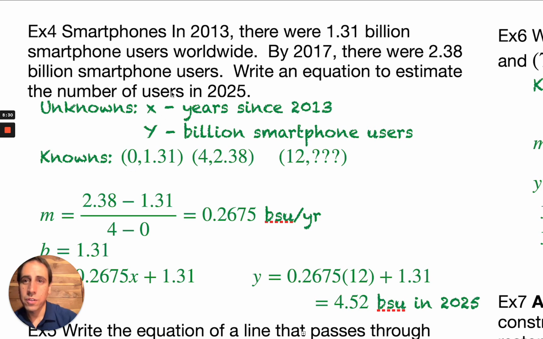So the knowns turn into: in 2013, 0 is representing 2013 because that's years since 2013. There are 0 years since 2013 in the year 2013. So we know that in 2013 there were 1.31, and then 4 years later, in 2017, there were 2.38. And what we want to find out is, let's see, 2025 minus 2013. That's 12 years after this whole thing starts. We want to know how many smartphone users there are.